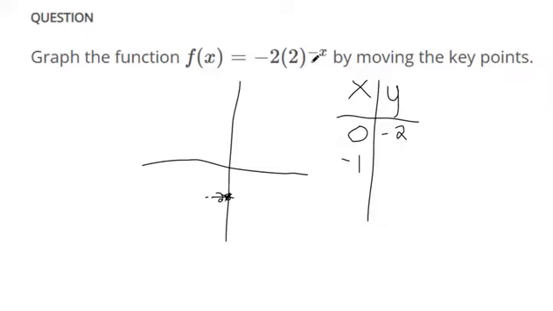But if I plug in a -1, then -1 makes a positive 1. So you want to try to plug in points that give you positive exponents. Okay, so negative makes a positive. So that's 2 to the first power makes 2, and then 2 times 2 makes -4. So -1 on the x, -4 on the y. We should have a dot down there.